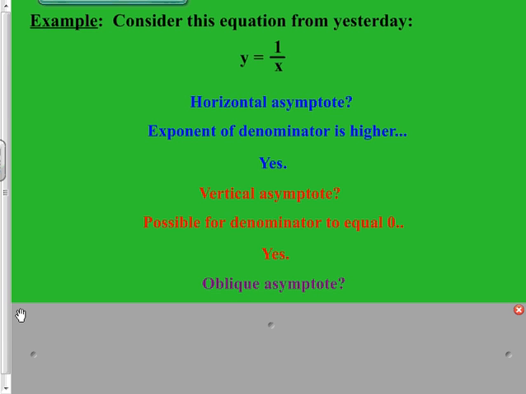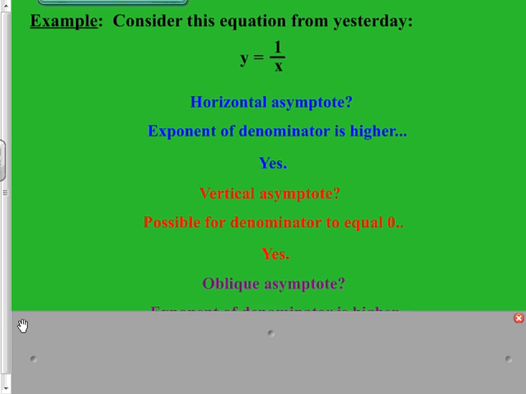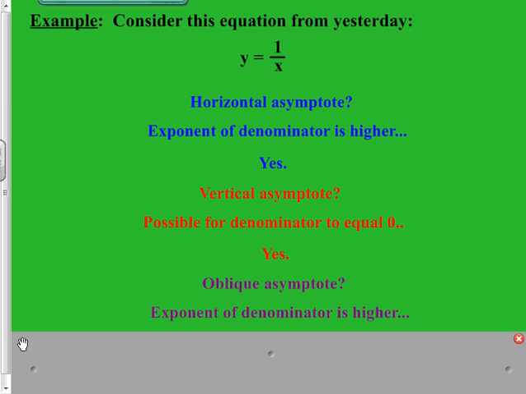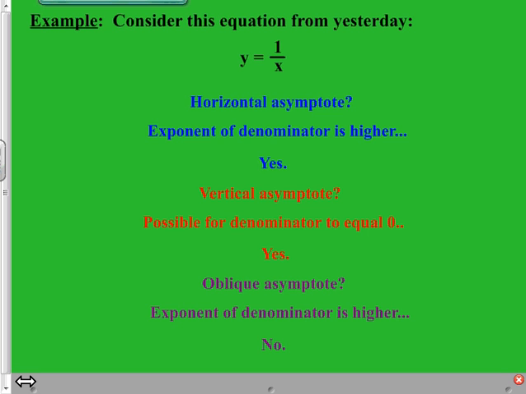And lastly, how about an oblique or slant asymptote? Well, remember what the oblique is looking for. Oblique wants the highest exponent of the numerator to be 1 unit higher than the highest exponent of the denominator. As you can see from the equation, we have the exact opposite of that, so there will not be an oblique asymptote.